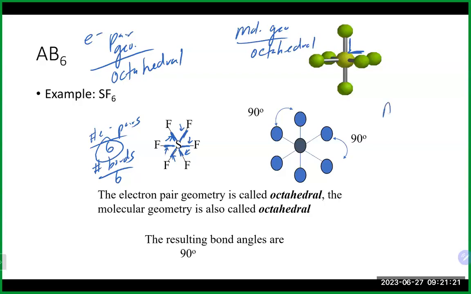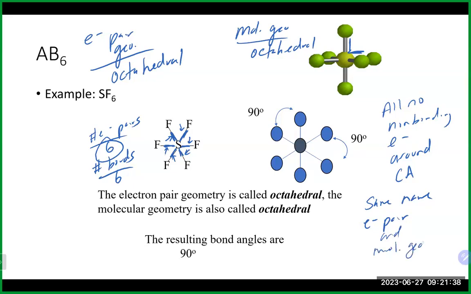So when you have no non-bonding electrons around the central atom, you will end up with the same name for the electron pair and the molecular geometry. And that is because they're all bonding electrons, which means on the other end of those electrons is an atom. So as those electrons move away from each other, so does the atom. That means the overall shape ends up being the same shape as how the electrons got away from each other. So whenever you have any Lewis structure with no dots on the central atom, no non-bonding electrons, both of those names should be the same.